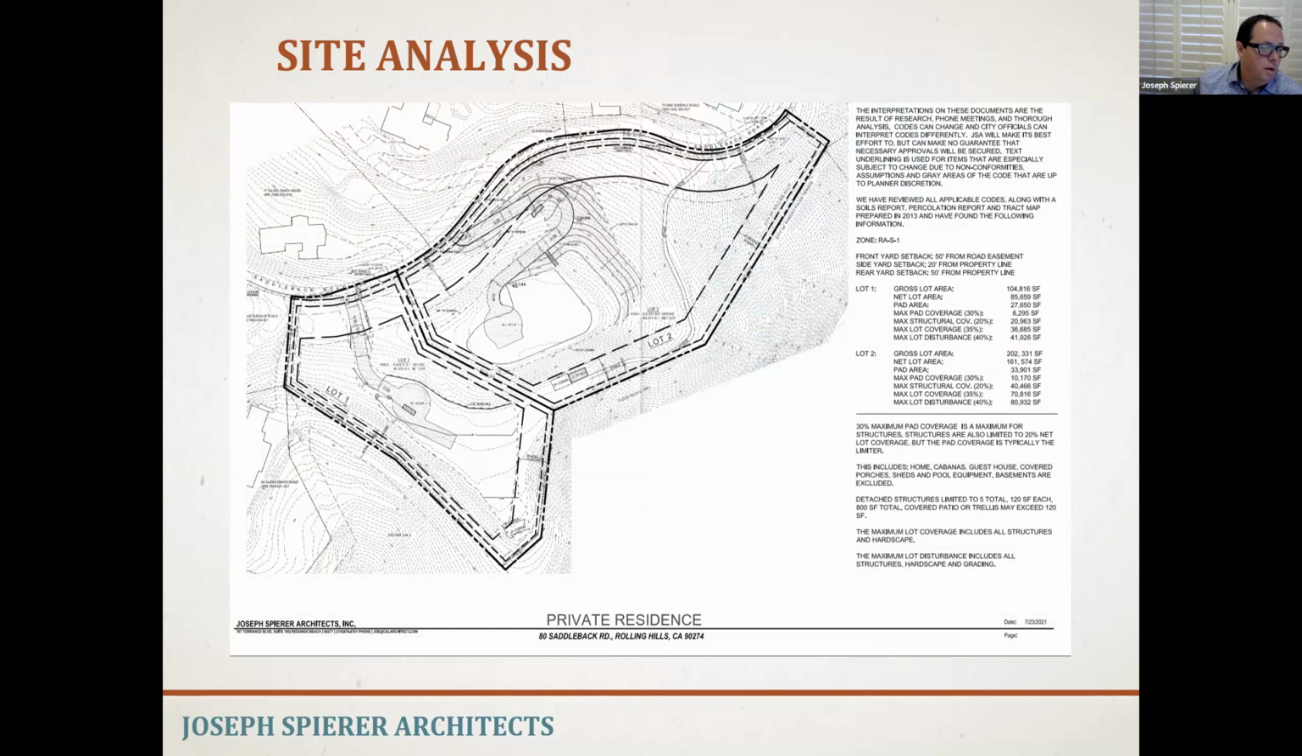This is a lot in Rolling Hills where a client of mine wanted to get a lot split, and so we helped them analyze this. We basically went through a quick exercise to figure out that yes, they can technically get a lot split, but in Rolling Hills, there's still a rule that says you must get permission from everybody nearby in order to actually do a lot split, which is a hard thing to do.